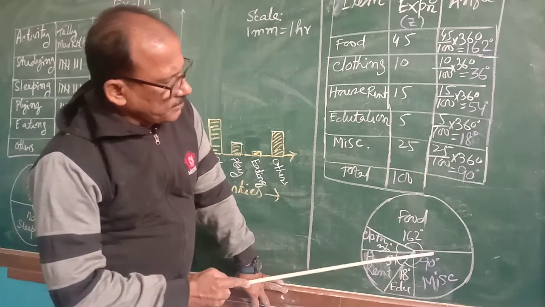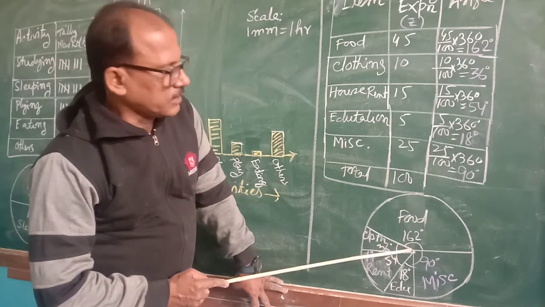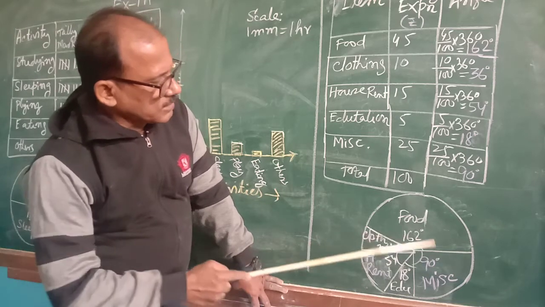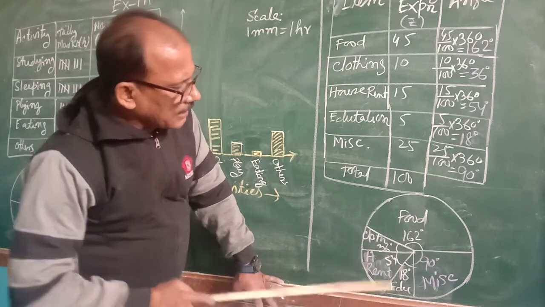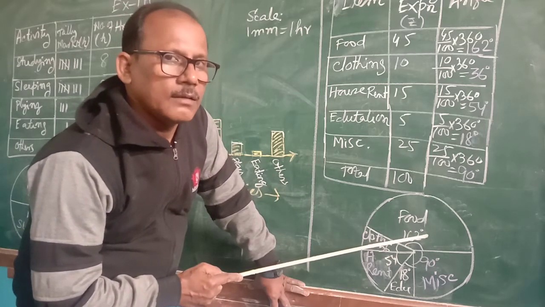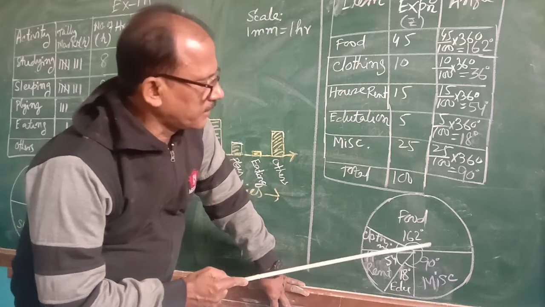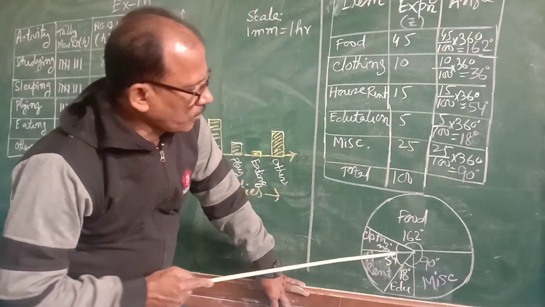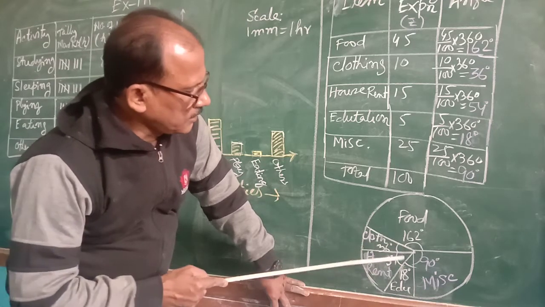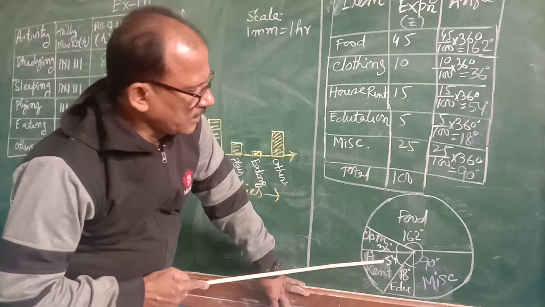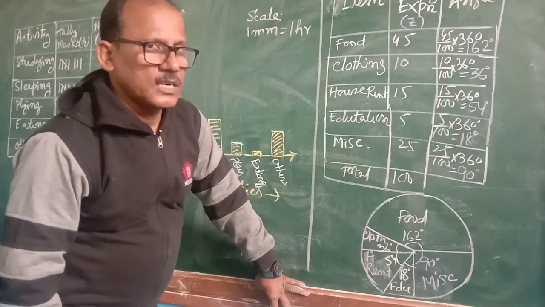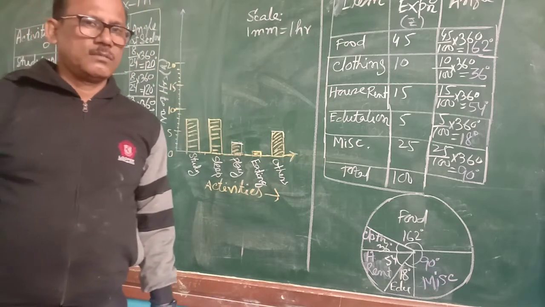Draw a circle. Similarly, you draw, taking your protractor, for food 162 degrees. Draw taking the radius, 162 degrees, which represents food. You can color all these with different colors. If you do, the pictograph will look better. So 162 degrees for food, and for clothing 36 degrees. This particular sector represents clothing, and this particular sector represents house rent, which is 54 degrees, education 18 degrees, and 90 is miscellaneous. This way you have to go. Practice, and ask if you have any doubt or problem.